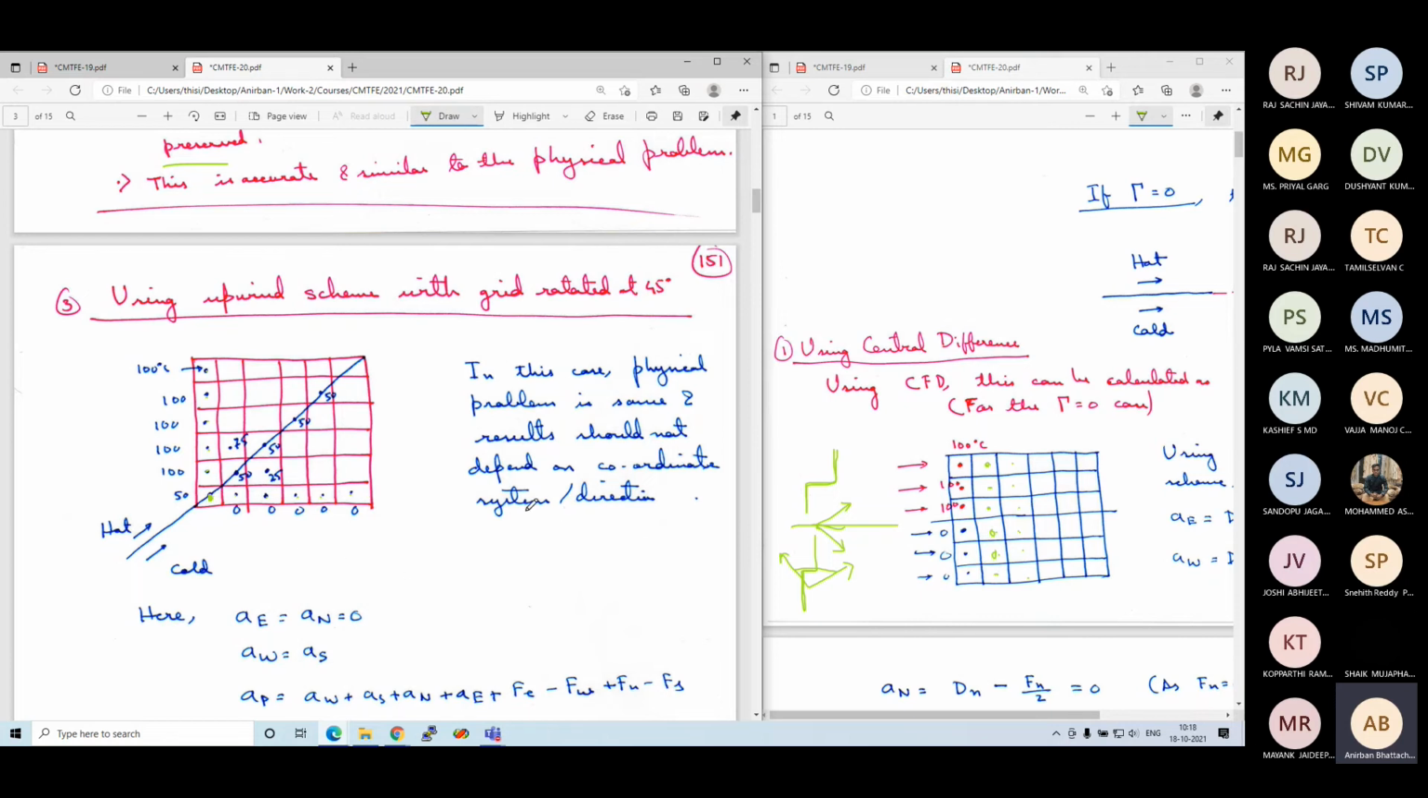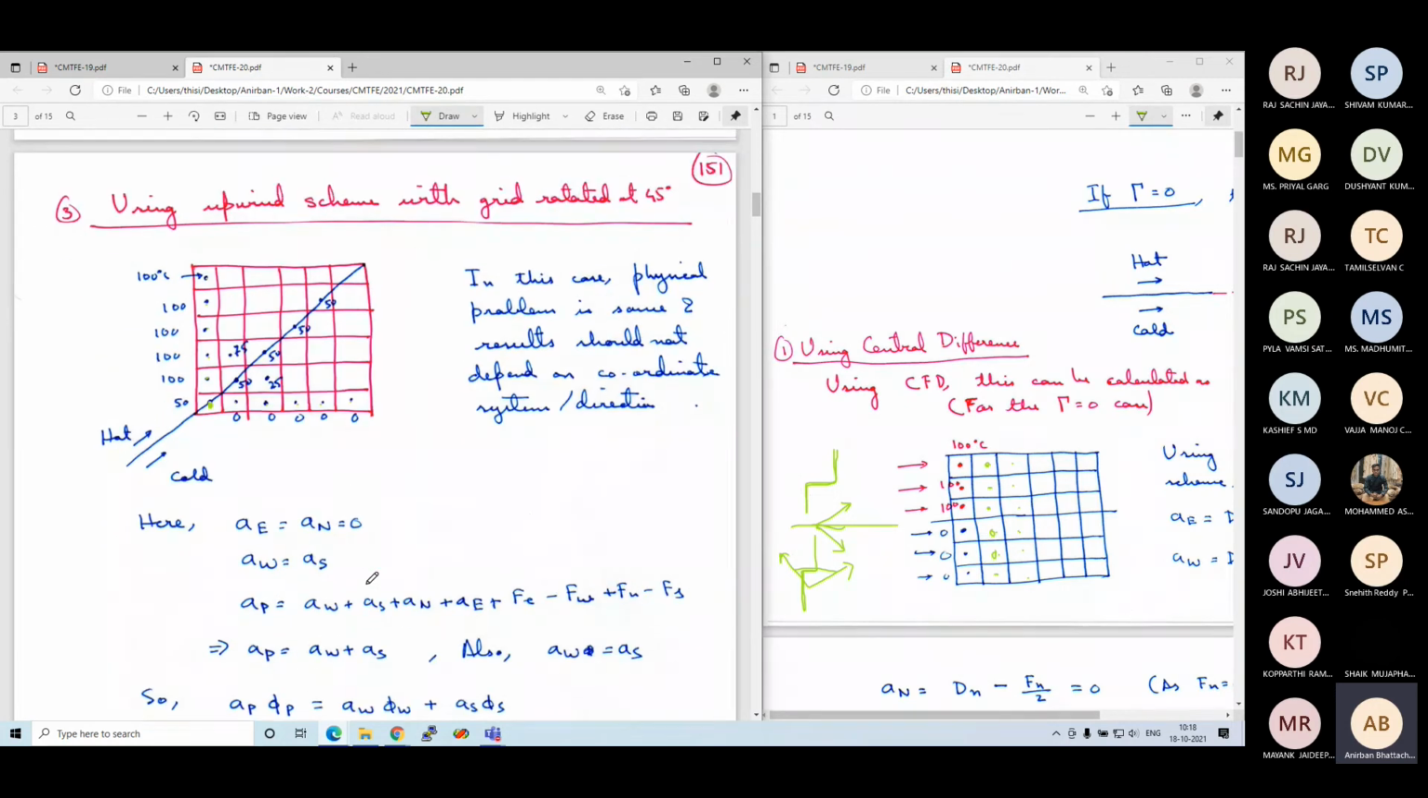Again, if we use the upwind scheme, please remember that this is the exact same problem. The only thing is that the coordinate axis is rotated. Other things are exactly the same. We will easily see that in this case, AE is equal to AN is equal to 0. Say this is point P. This is point n, this is east, this is west, this is south.